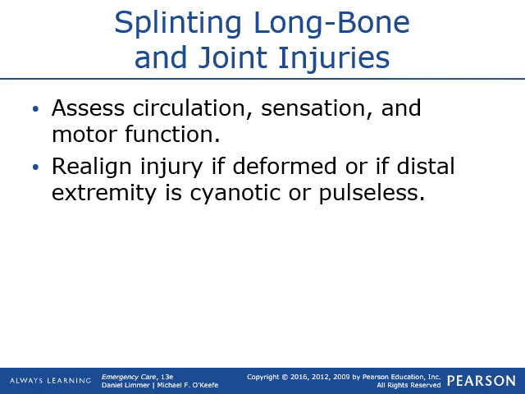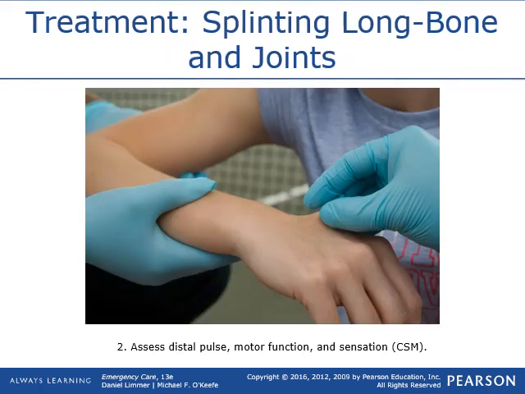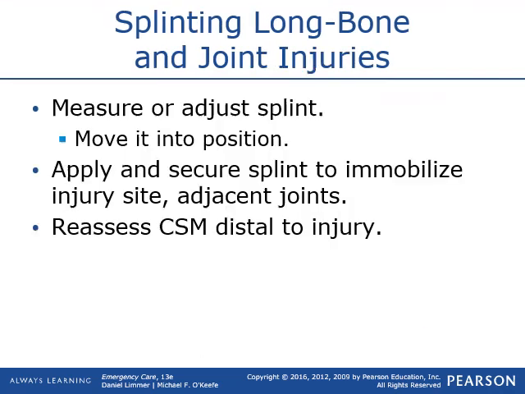If I don't have a pulse, they're blue, the extremity is cold from lack of blood flow, I will try to realign. So they're checking for sensation by pinching the patient's skin there. Measure or adjust the splint. Move it into position. Apply and secure the splint to immobilize the injury site and the adjacent joints. Remember, you're going to splint the joint above and below. Reassess the PMS distal to the injury.